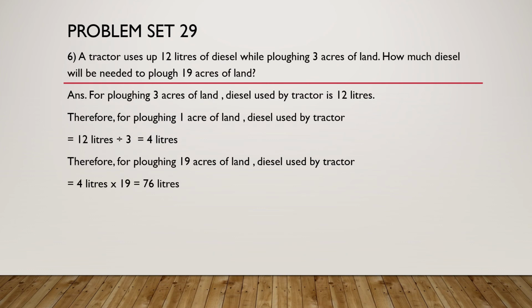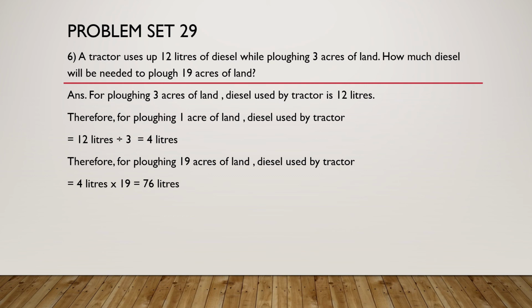The next sum says a tractor uses up 12 liters of diesel while plowing 3 acres of land. There is a land and a tractor is trying to plow the land. So he uses around 12 liters of diesel while plowing around 3 acres of land. So how much diesel will be needed to plow 19 acres of land? They are asking how much diesel will be needed to plow 19 acres of land.